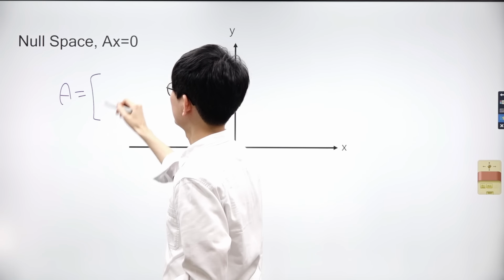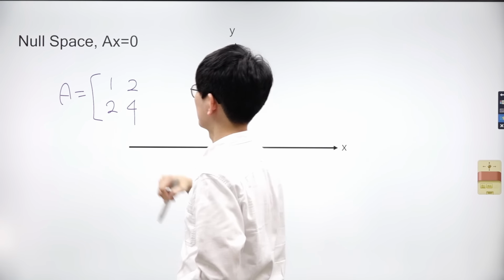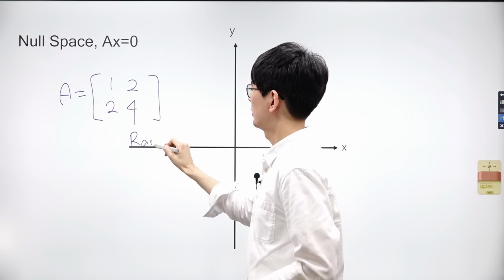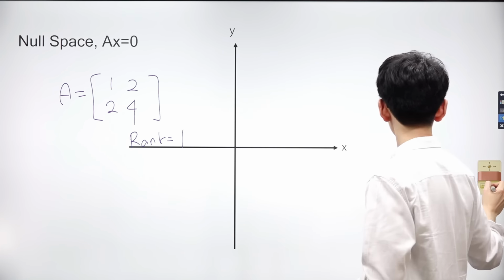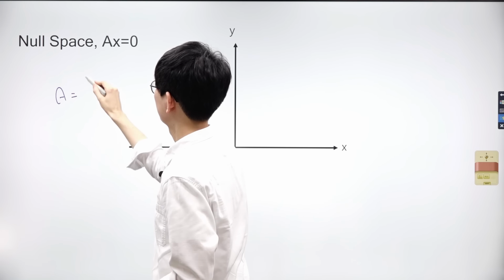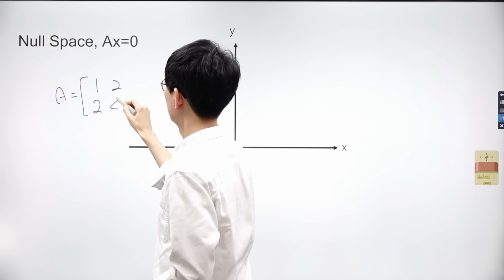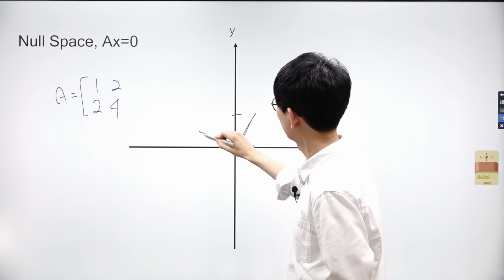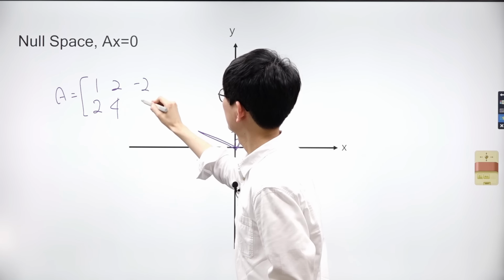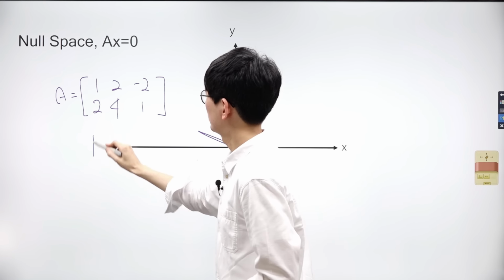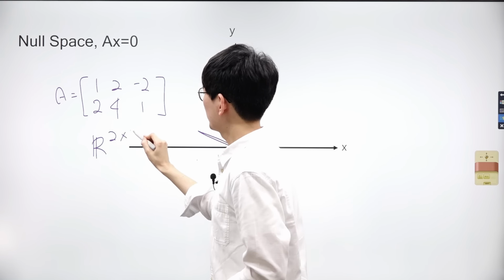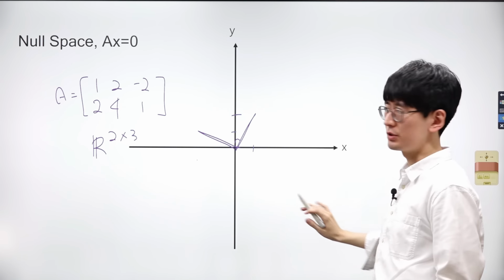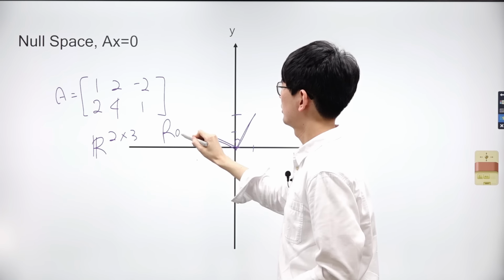Let's revisit matrix A with values 1, 2, and 2, 4. The rank of the matrix is 1. Now let's include vector x with values -2 and 1 into the matrix, which is perpendicular to vector A. As a result, matrix A becomes a 2 by 3 matrix, and its rank increases to 2. In other words, the 3 vectors within the matrix can span the entire plane.